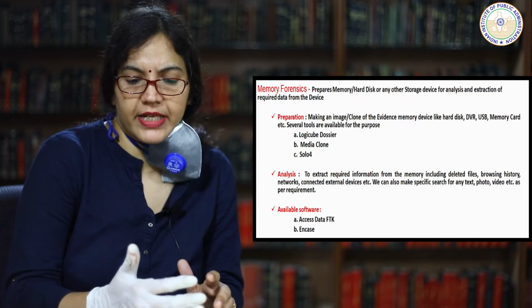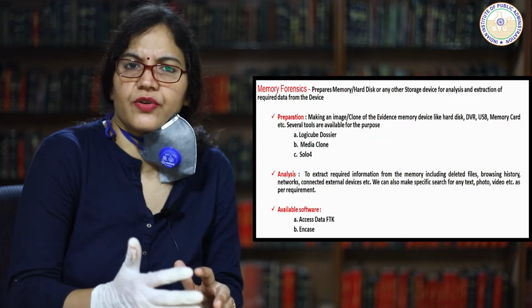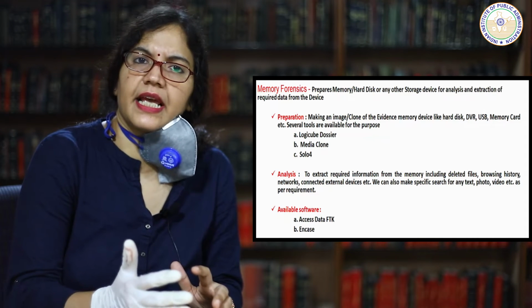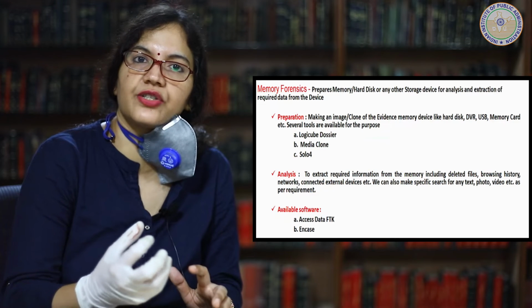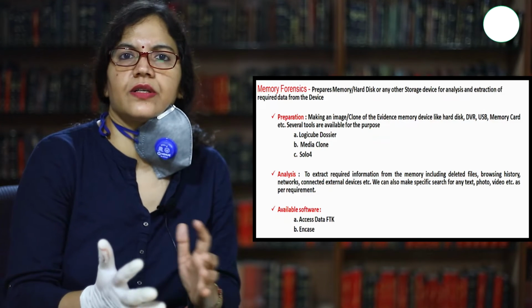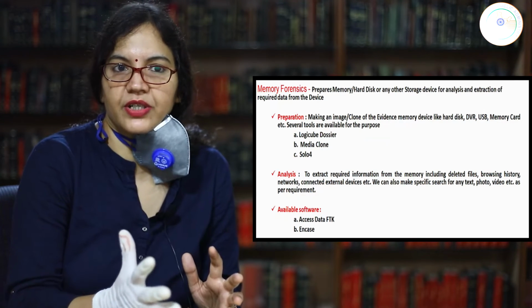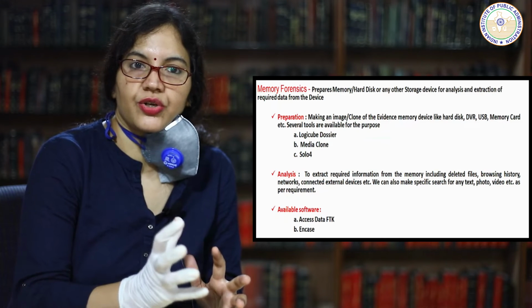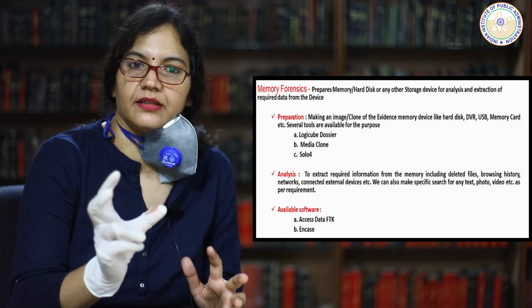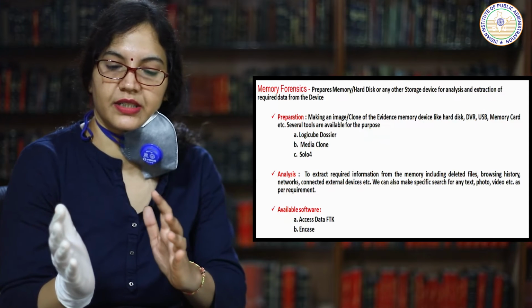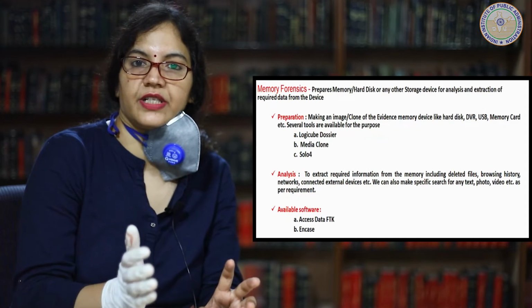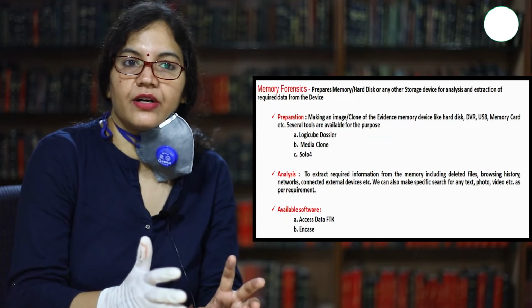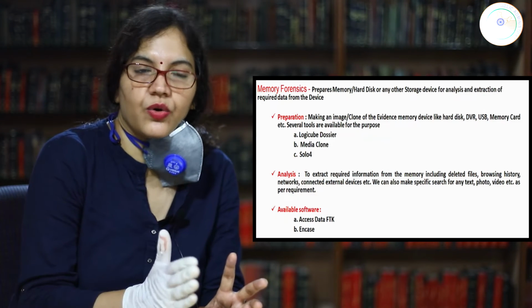Then comes memory forensics. Memory forensics means you prepare memory, a hard disk, or any other storage device for the analysis and extraction of the required data. I mean you want data from the hard disk or any storage device. Again in this also there are three things required. The first is the preparation: making an image or a clone of the evidence memory device, like your hard disk, your DVR, your USB, your memory card. You have to make a clone of that.